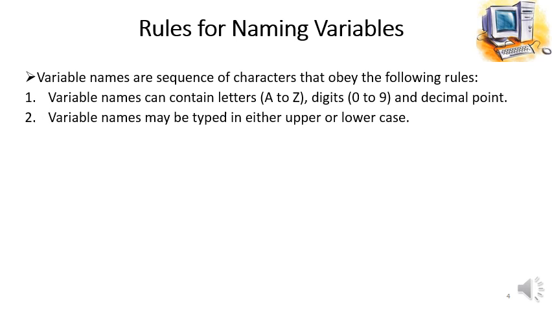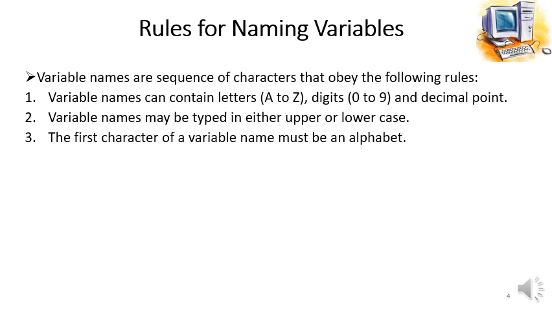Second, variable names may be typed in either upper or lower case. As I told you, the first character of a variable name must be an alphabet. So this is the point to be noticed: the first character of a variable name must be an alphabet. It means that we cannot start a variable name with a digit. So it should start with an alphabet. No embedded blank space is allowed. So whatever the name of a variable, there must not be a blank space in between the name of a variable.